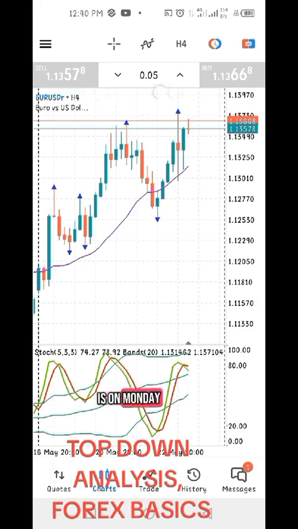If it is on Monday, you will see the color showing. You will see the price moving, going up and down. Everything will be showing. So it's either you buy or you sell.